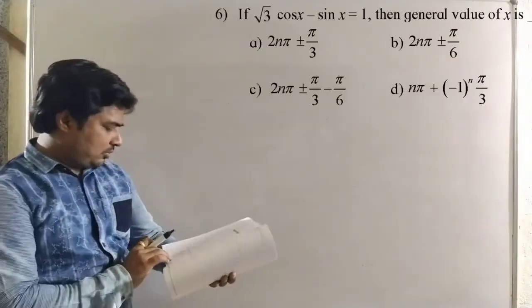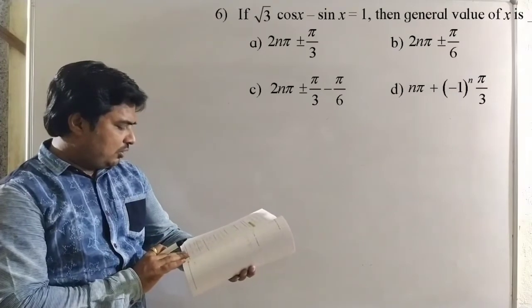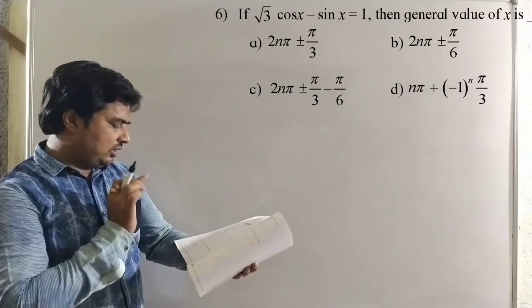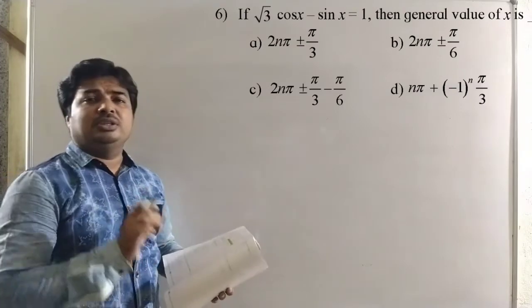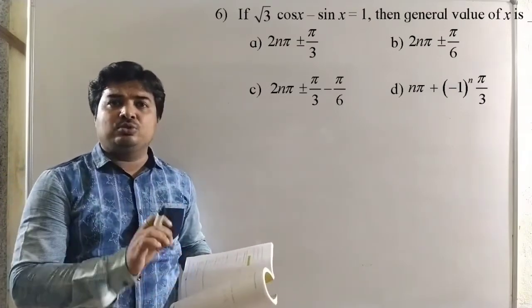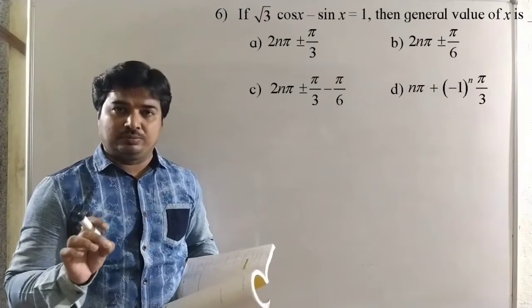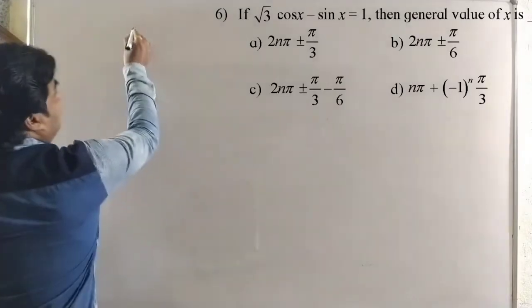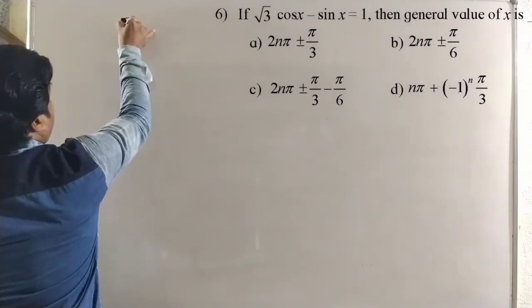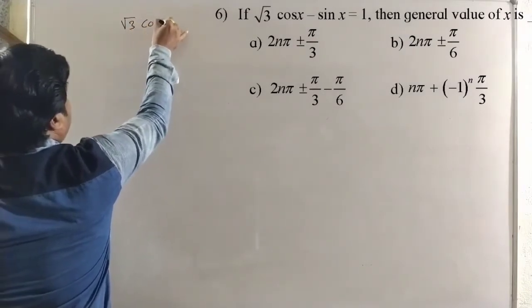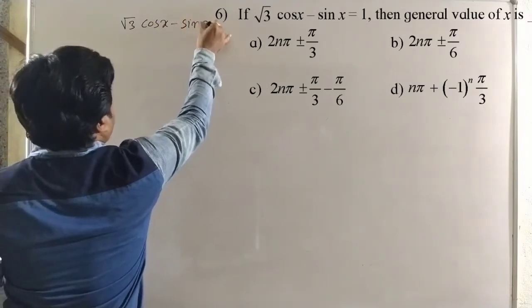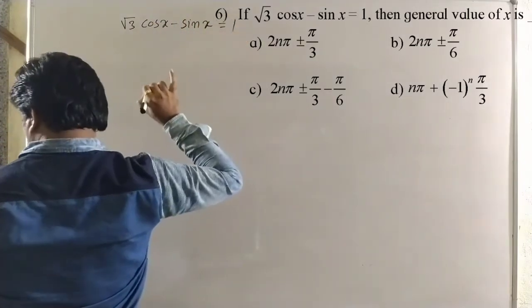Okay, see carefully this. Now the next question number 6. Here, see carefully the question number 6. If under root 3 cos theta minus sin theta is equal to 1, then find the general value of x. Okay, that means here again from this trigonometric equation we want to find the general solution. The given trigonometric equation is under root 3 cos x minus sin x is equal to 1.